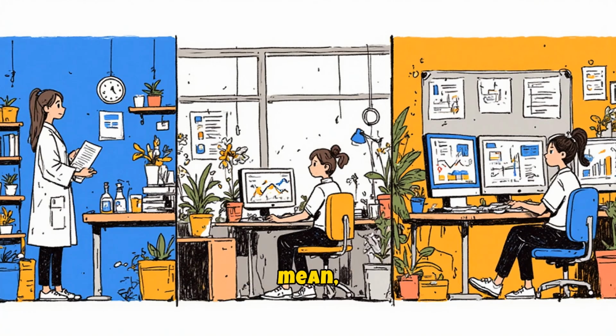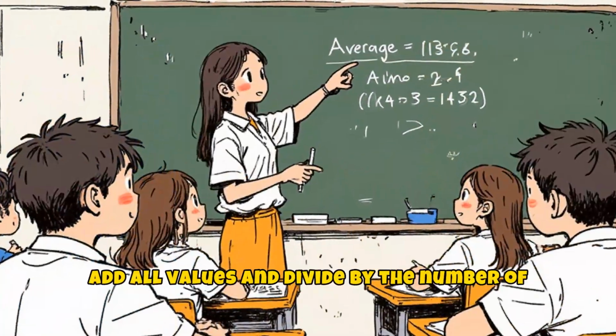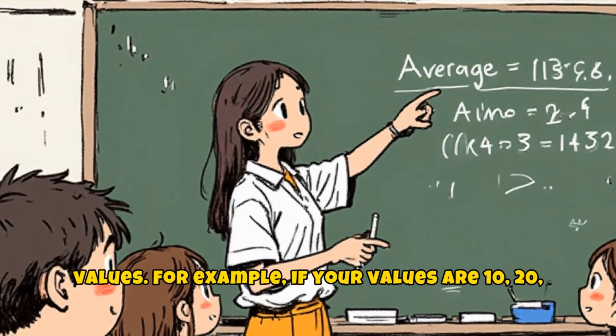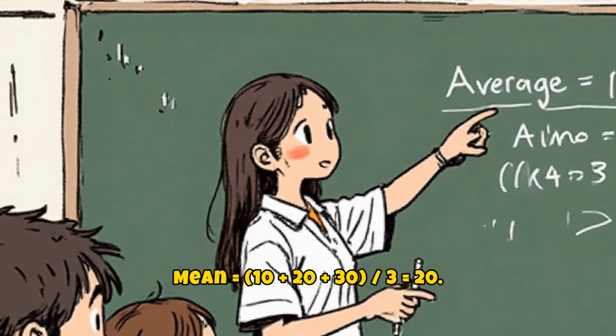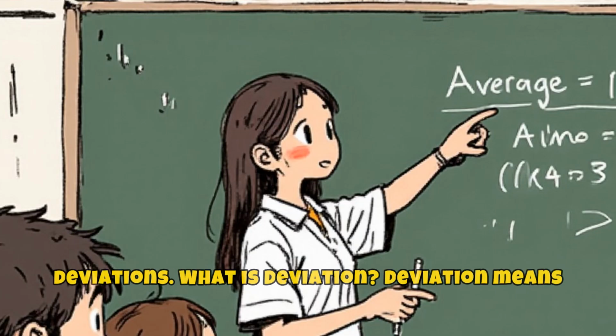Before calculating standard deviation, we need to find the mean, or average, of the data. To get the mean, add all values and divide by the number of values. For example, if your values are 10, 20, and 30, mean equals (10 + 20 + 30) / 3, which is equal to 20. This mean becomes the base to measure deviations.